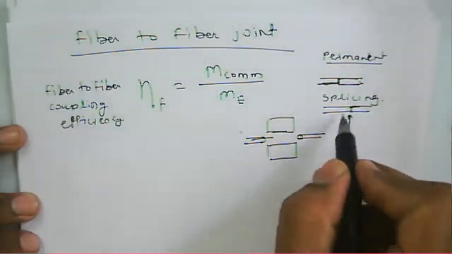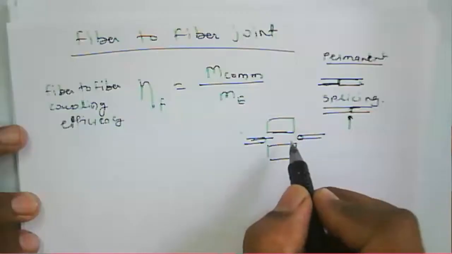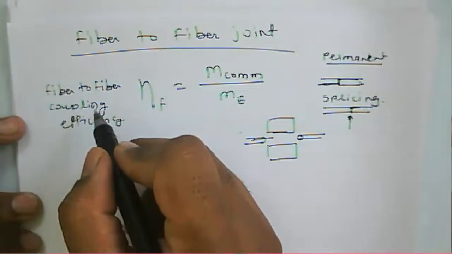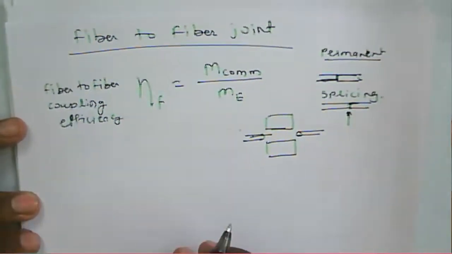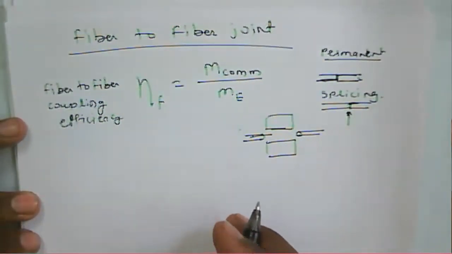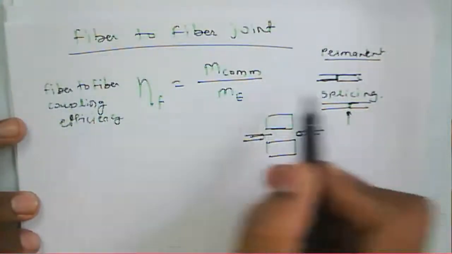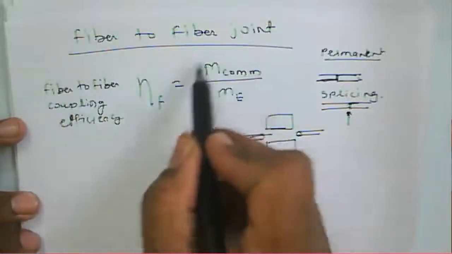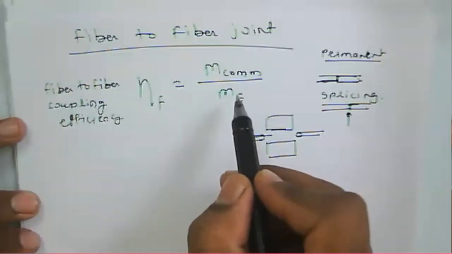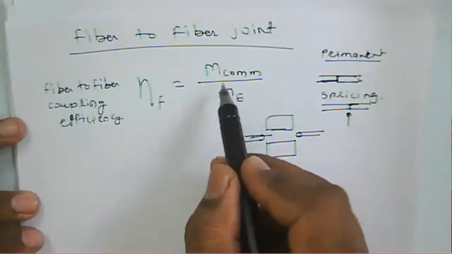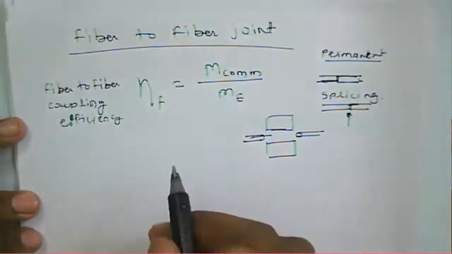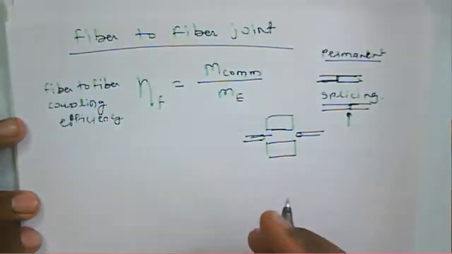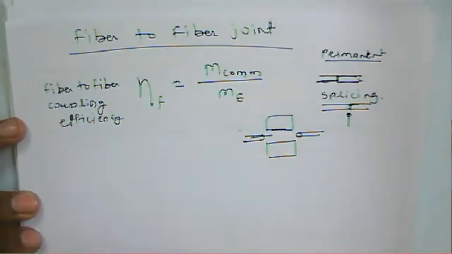But in both techniques, we need to learn what the coupling efficiency will be, and how the modes are connecting. This efficiency depends upon the number of modes, and for the two given fibers that number of modes depends upon the characteristics of the fiber.